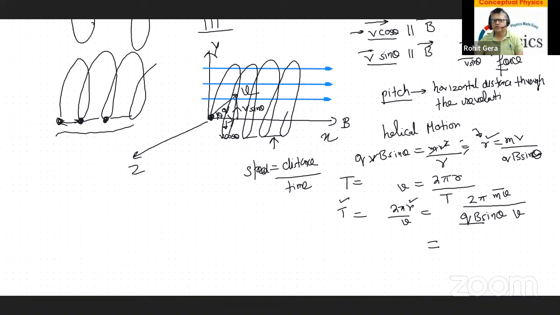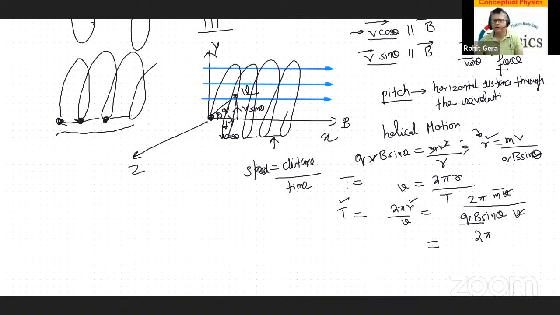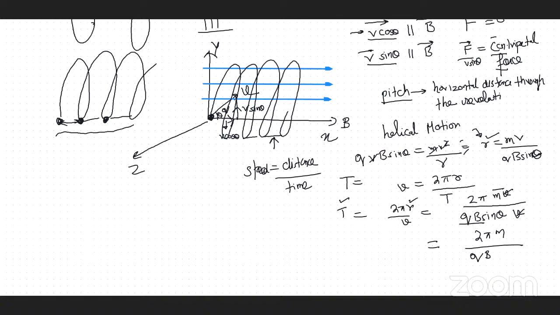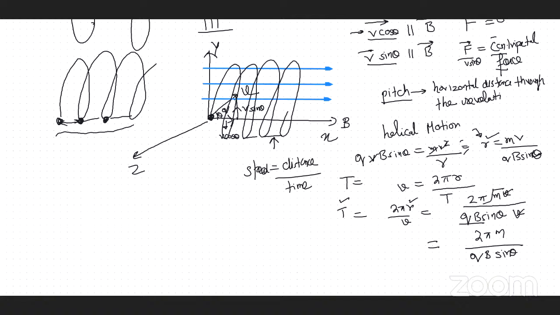V कट गया. So this is 2 pi m upon Q B sin theta. रेडियस का फॉर्मूला ये डाला था मैंने. ठीक है.